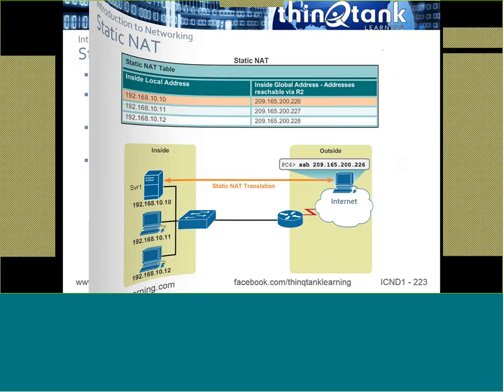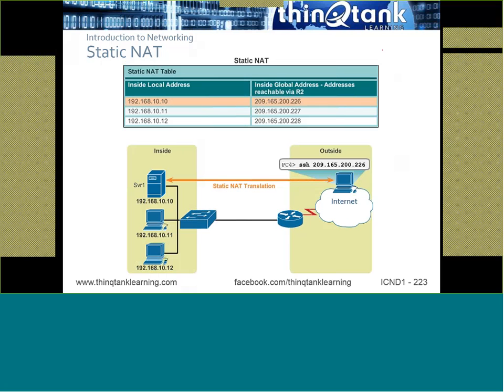So here is a PC on the internet. That PC has this address, 209.165.200.226. You've got a server inside your network. Now, for whatever reason, I've decided that I want to allow SSH to that server. Maybe somebody is working from home and they need to access that server so that they can do some configurations or whatever it might be. Okay? Well, you're not going to be able to SSH to the 10.10 address because that 10.10 address is private. It's not routable on the internet.